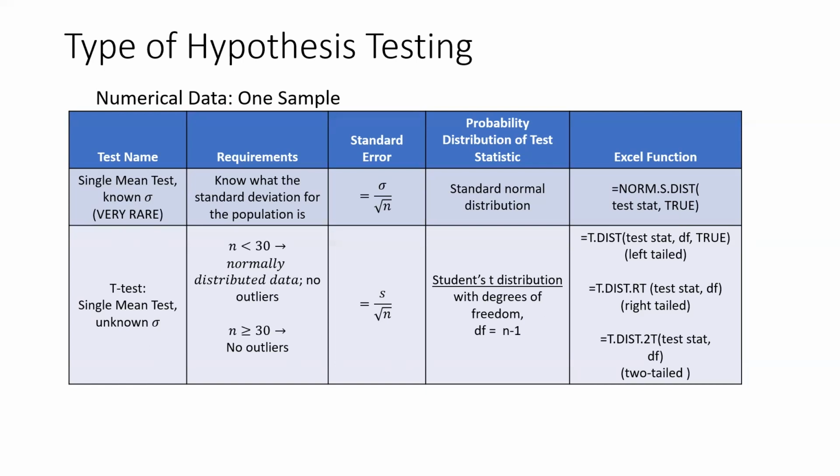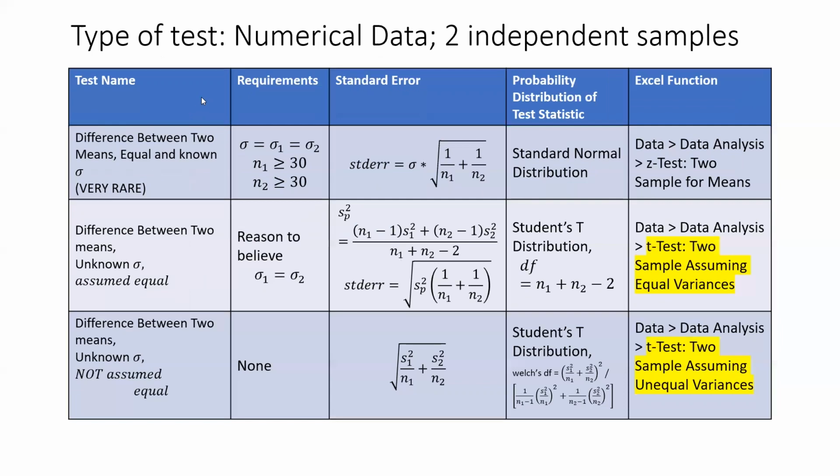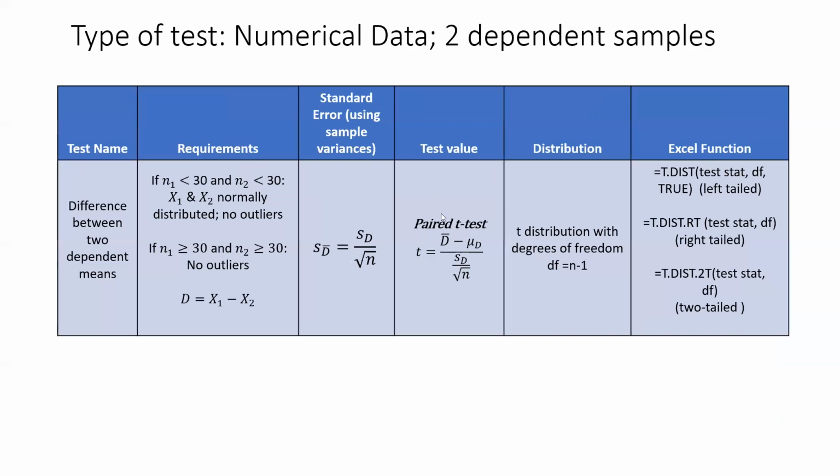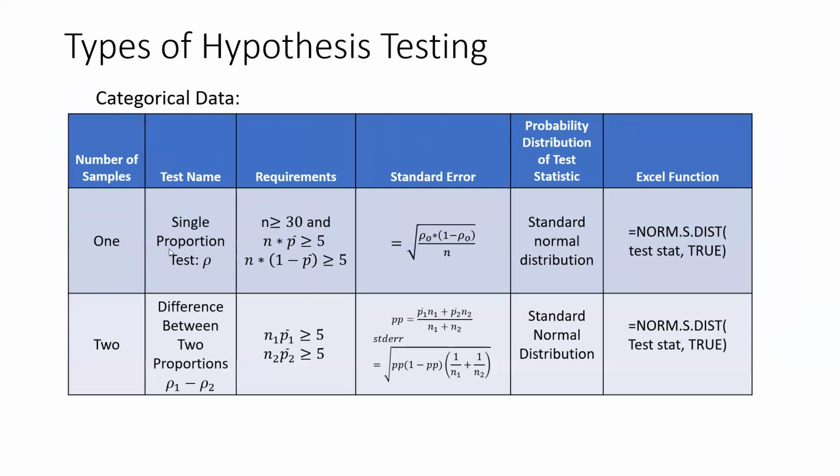So depending on how you like to look at this information and have it accessible, I'm going to print out these tables for you. This is numerical data, one sample, this is numerical data, two independent samples. Then I have the paired difference. You just take the difference and you create a new variable d, the difference, and then it's just a paired t-test. It looks just like a single mean t-test. All right. Or categorical data, single proportion, difference between two proportions.